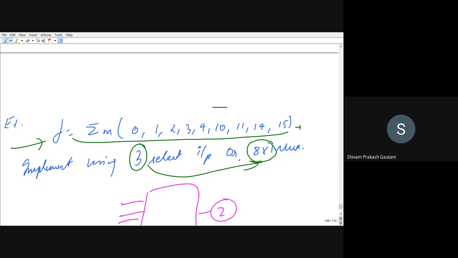Both are having the same meaning, right? In an 8x1 multiplexer, we are having 3 select inputs only, right? But here, if you see the function, how many variables will be required to express it? 4 variables will be required, right? If this condition was not given, then you can directly use a 16x1 multiplexer, because these are the min terms.